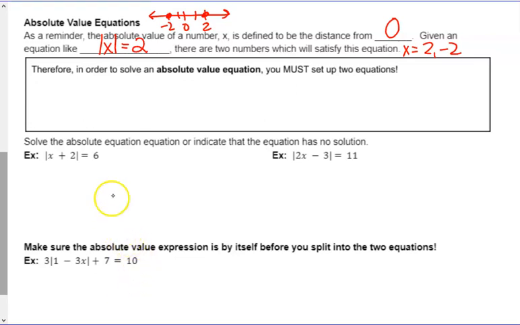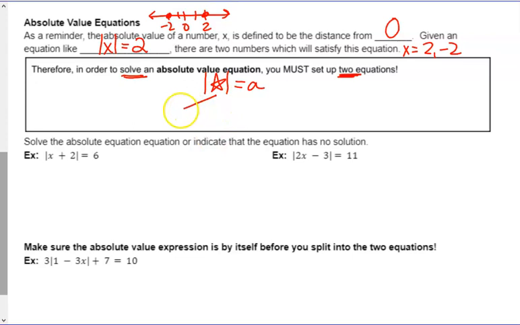So therefore, this is what I do when setting up an absolute value equation. I have something inside, call it star, equal to some number a. In order to solve an absolute value equation, you must set up two equations. I cannot stress that enough. I will not give you very much partial credit if you do not set up two equations. You have to set up two things.